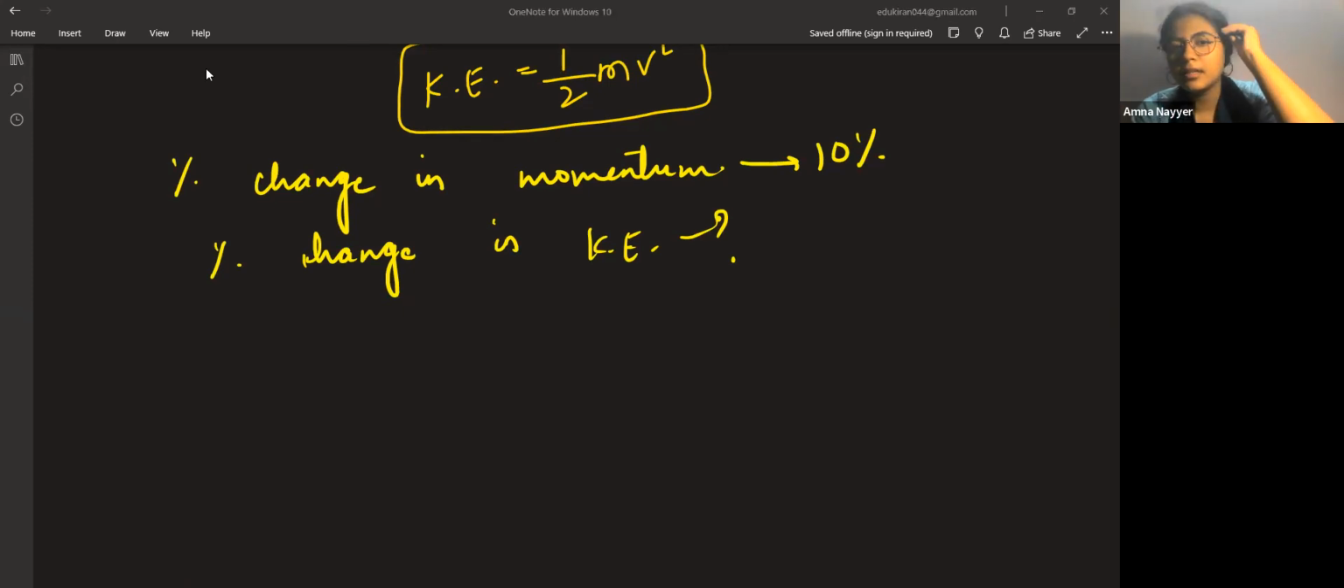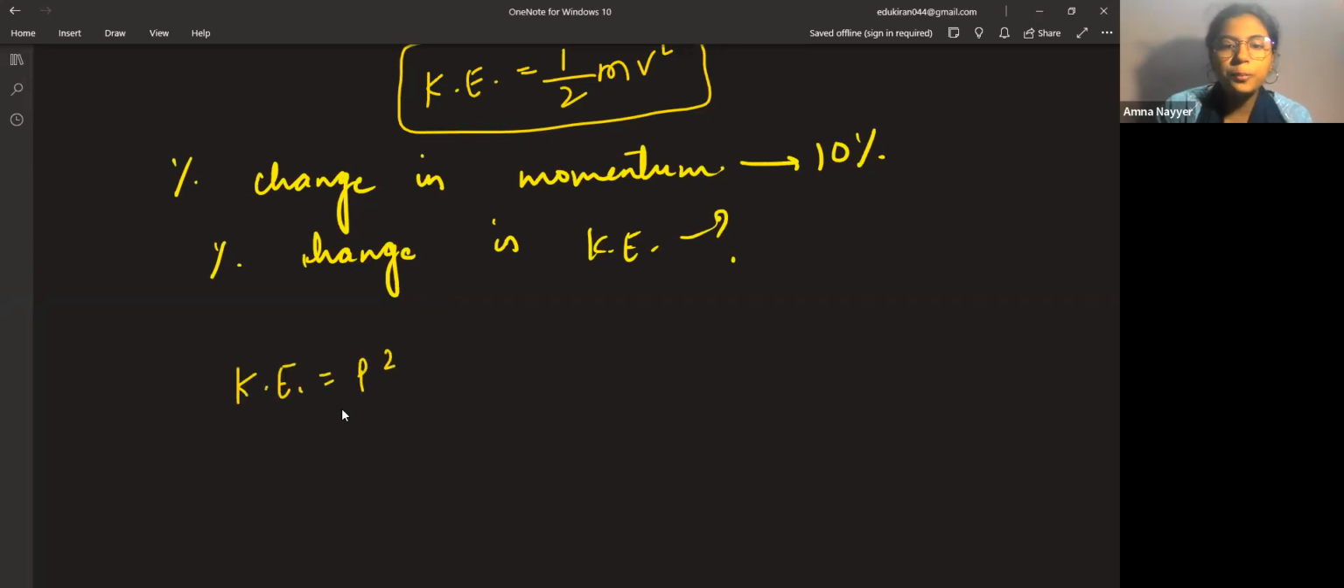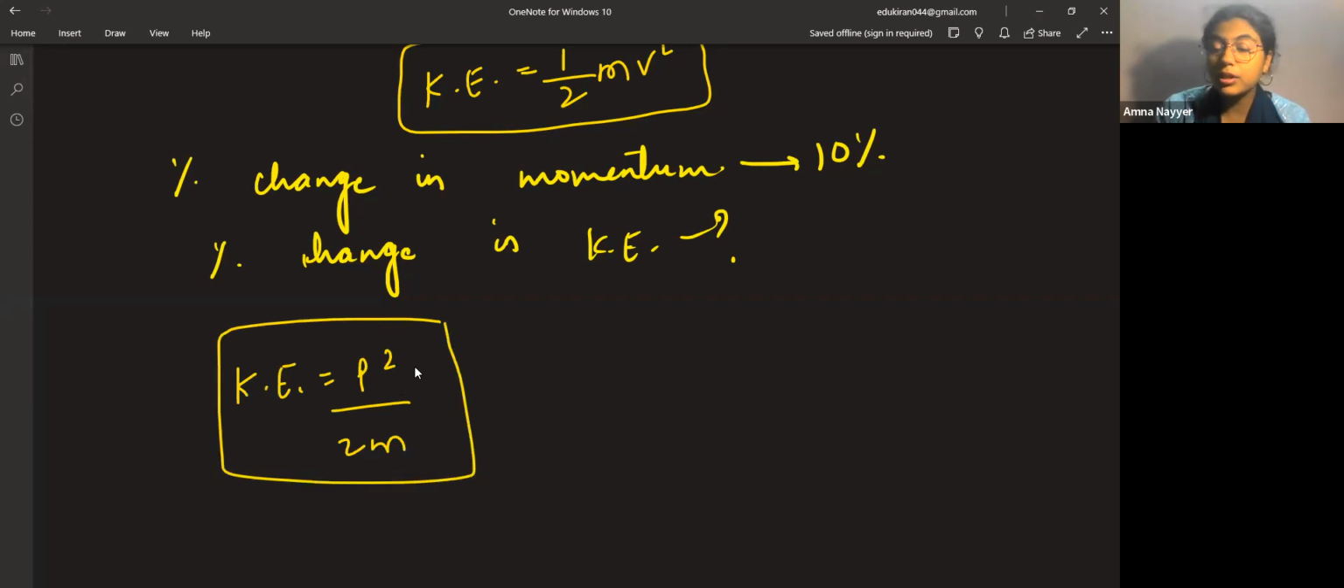Now, I told you there's a relation between momentum and kinetic energy. So, this formula is there. Kinetic energy is equal to P square by 2m. Now, based on this formula, you get questions. That's why I wanted to discuss.